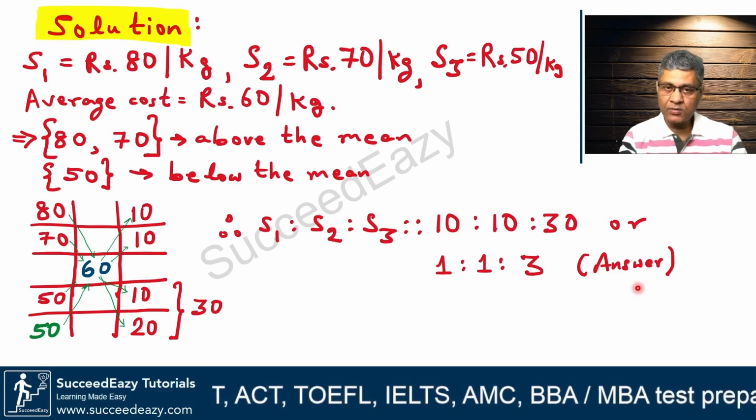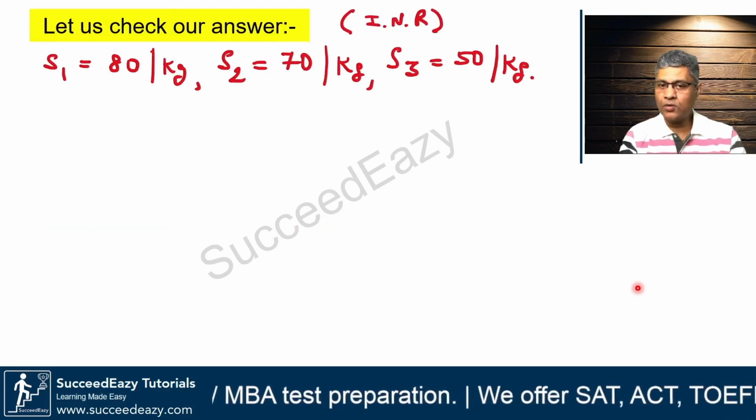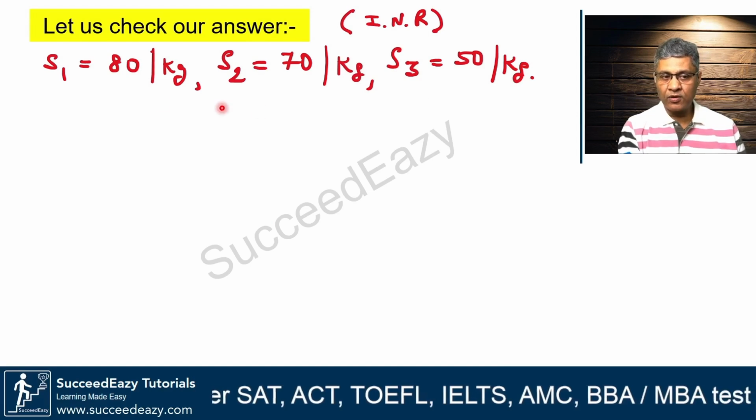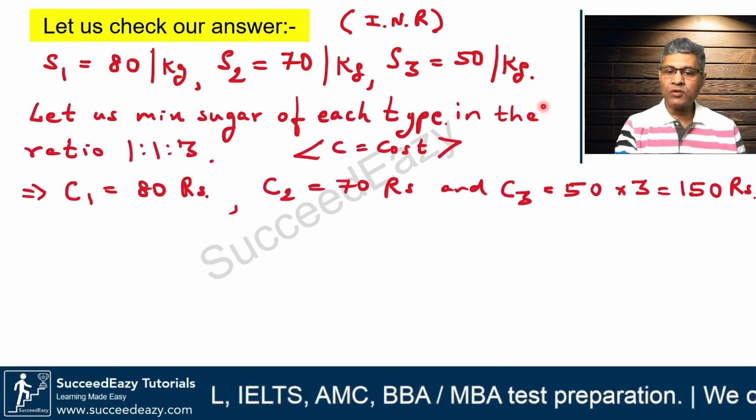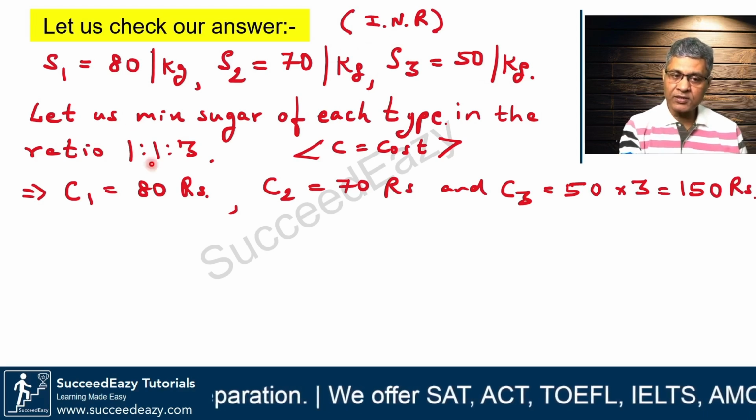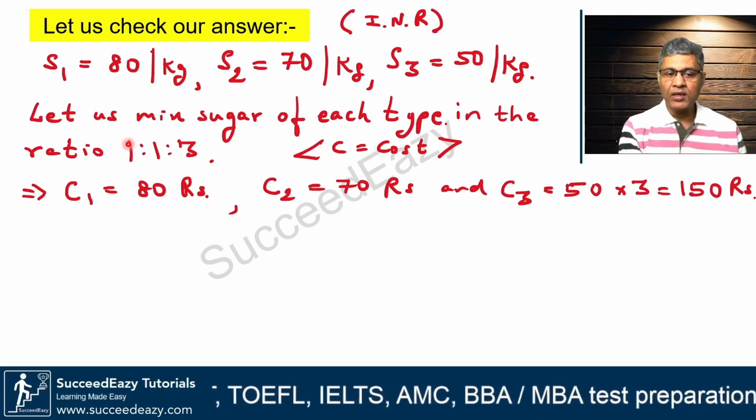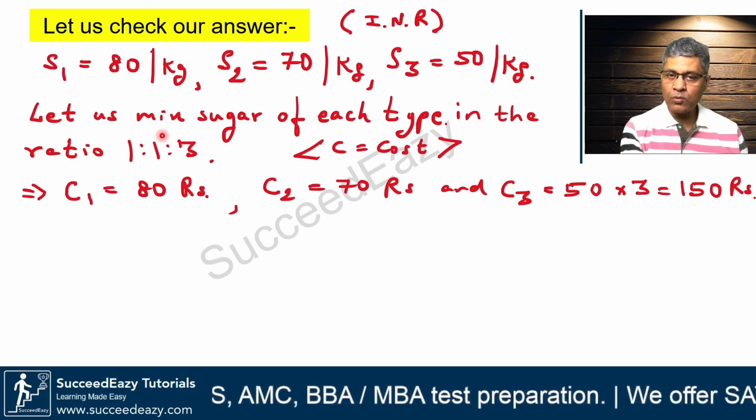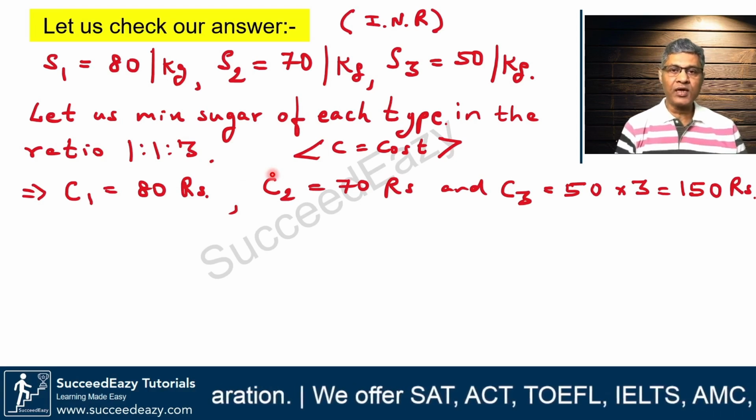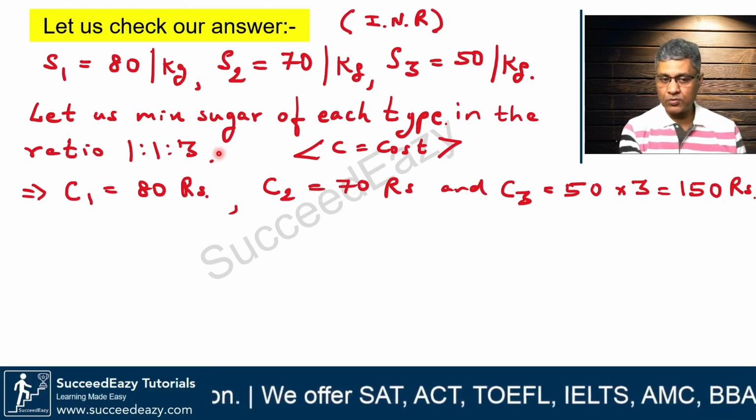Before we end this video, let us check our answer. Let us see whether 1 is to 1 is to 3 is the correct answer. How do we check? The prices are 80 rupees per kg, 70 and 50 rupees per kg for the different kinds of sugar. Let us mix the sugar of each type in the ratio 1 is to 1 is to 3. We are going to see whether after mixing the 3 different types of sugar in the stated ratio, we get the average price of the mixture as rupees 60 per kg. If yes, then our answer will stand verified. We mix each type in the same ratio.